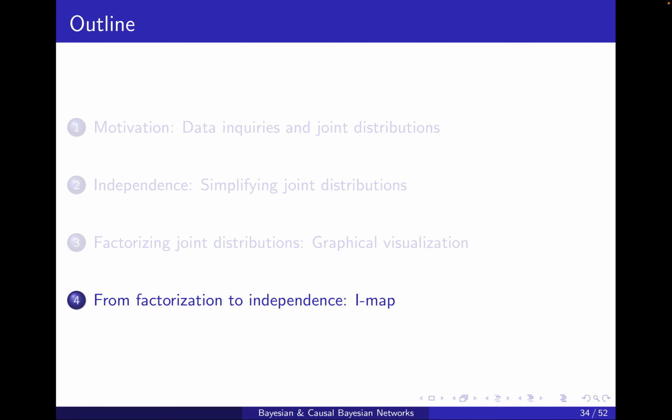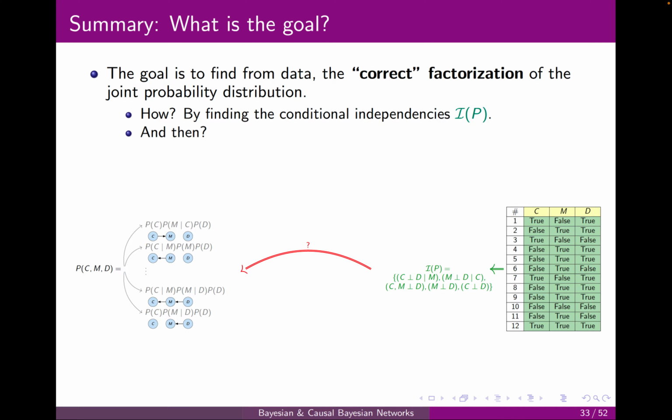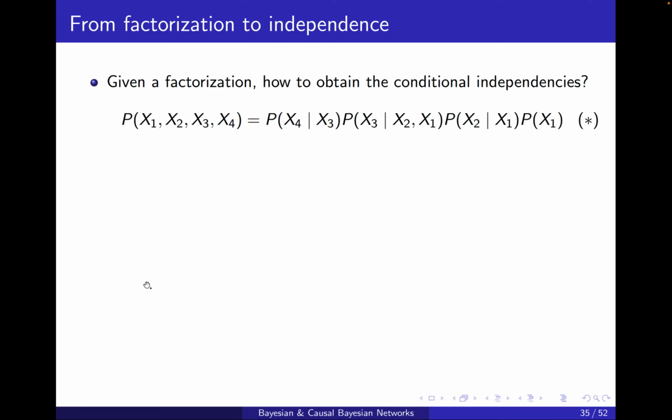Welcome to section 4, From Factorization to Independence, I-map. In the previous section, we ended up at this data set. If it's given, and also if we know all the conditional independencies, how can we choose the correct factorization that will reduce the number of parameters for the joint probability distribution? Okay, so given a factorization, how can we obtain the conditional independencies?